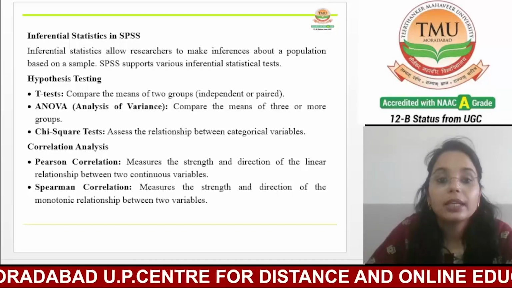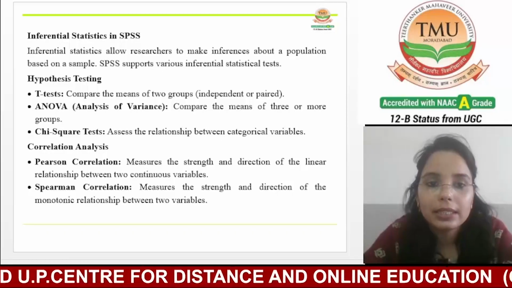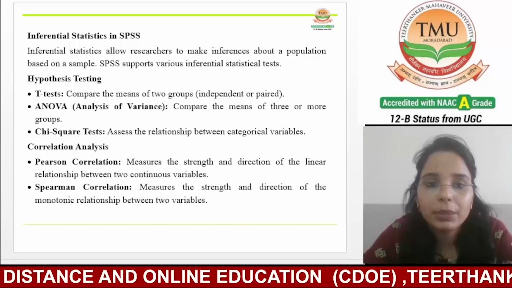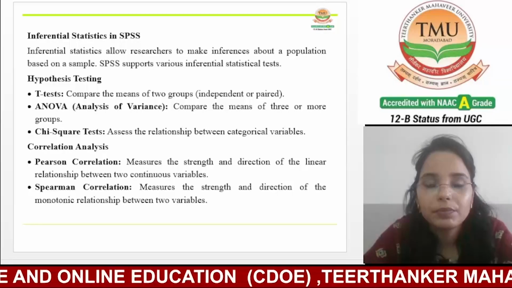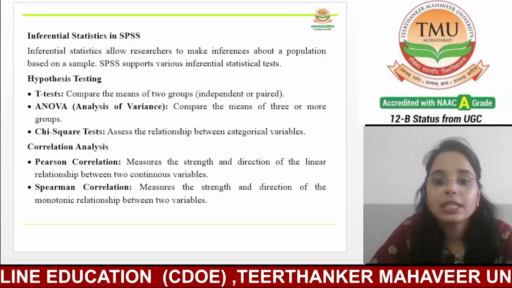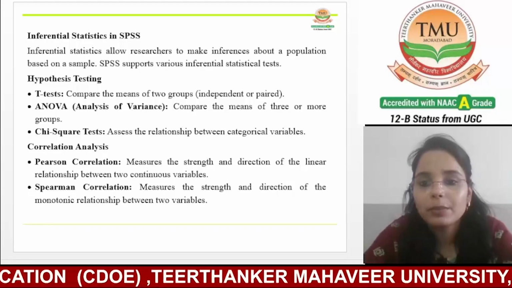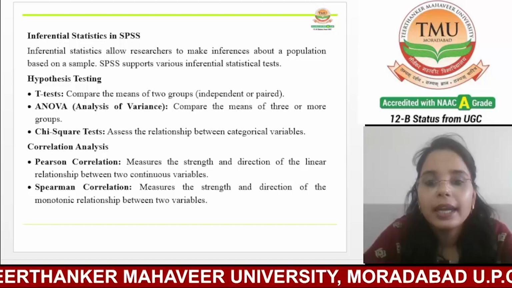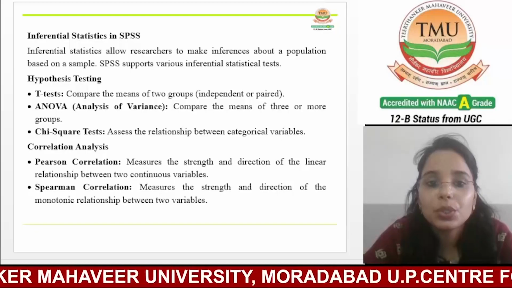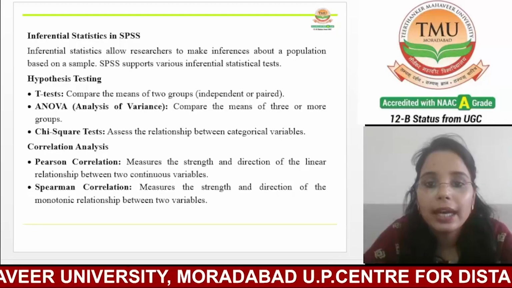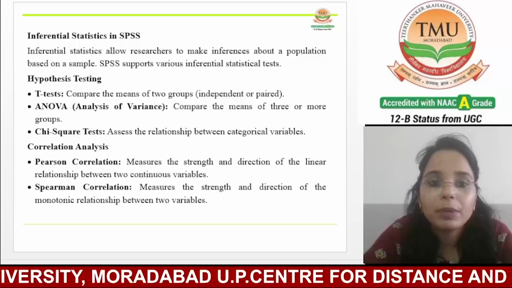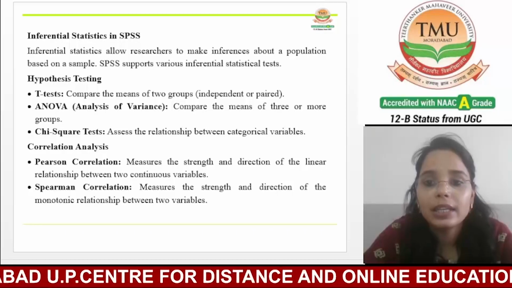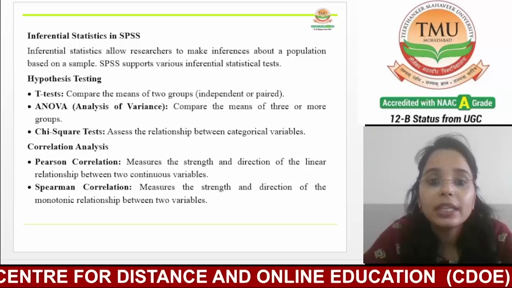Now, the next is correlation analysis. The first one is Pearson correlation. Pearson correlation measures the strength and the direction of the linear relationship between two continuous variables. It is one of the most commonly used correlation coefficients. A value of +1 indicates a perfect positive linear relationship, -1 indicates a perfect negative linear relationship, and 0 indicates no linear relationship.